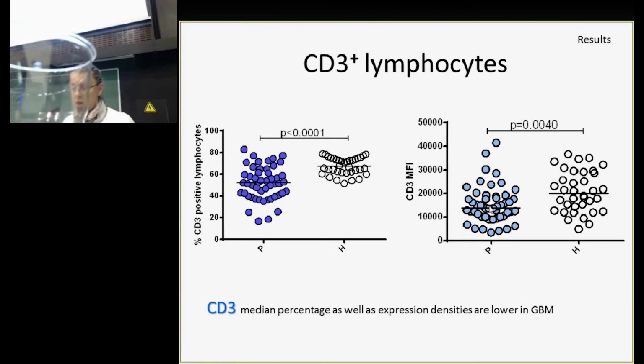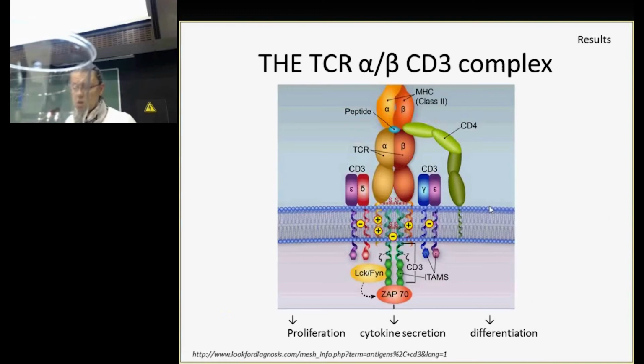So these patients have tumors. They are investigated one day before surgery, and the immune system recognizes this, and then we think that the reduction of the CD3 as well as the T cell receptor, which I'm not showing here, has got something to do with immune function of these lymphocytes. And CD3 coordinates proliferation, cytokine secretion, and also differentiation.